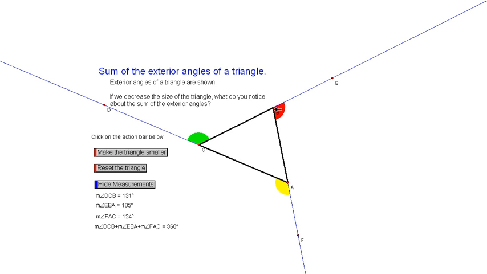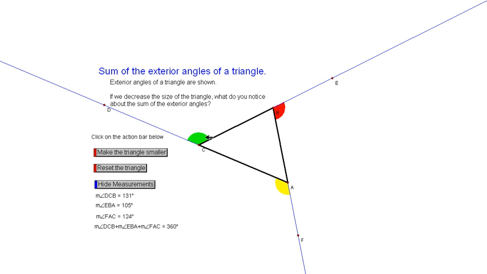So here we have a triangle ABC, and you can see we are extending the line of each side of the triangle, and then we have an angle outside the triangle. These angles are called exterior angles. If they are inside, over here, for example, they would be interior angles. So these are exterior because they're outside. We already know that the sum of the interior angles of a triangle is equal to 180.